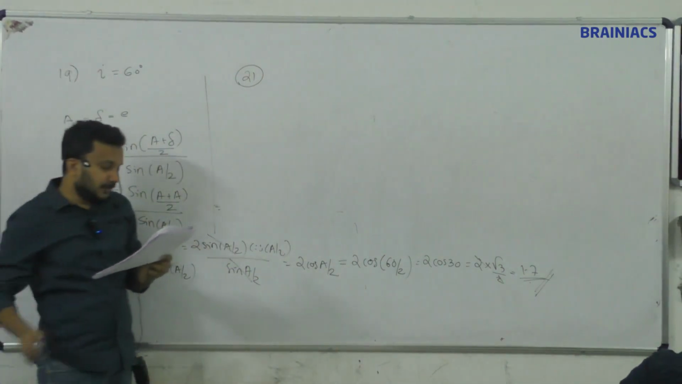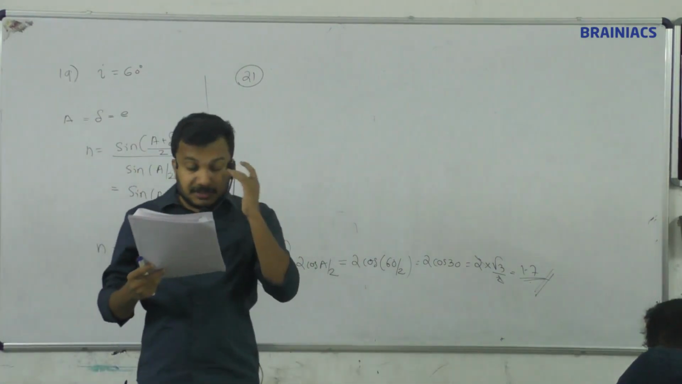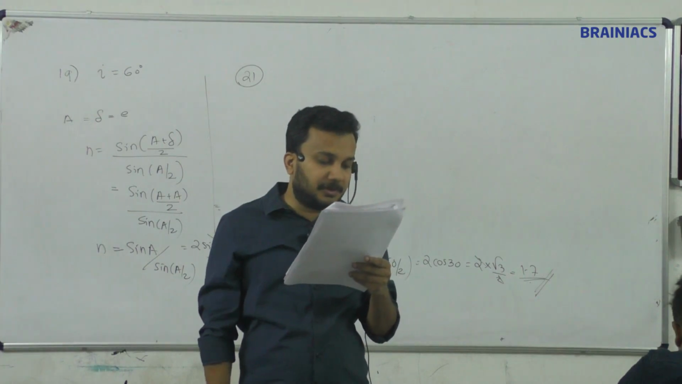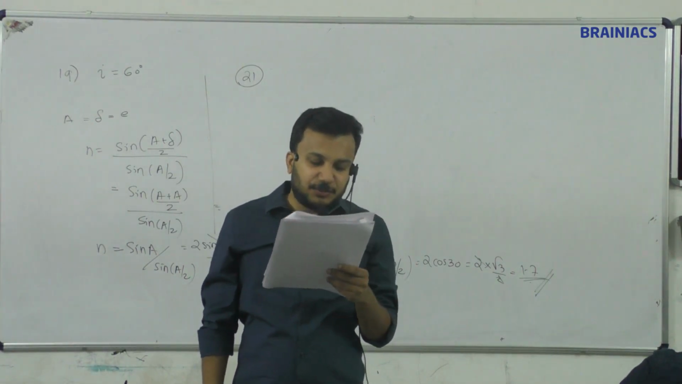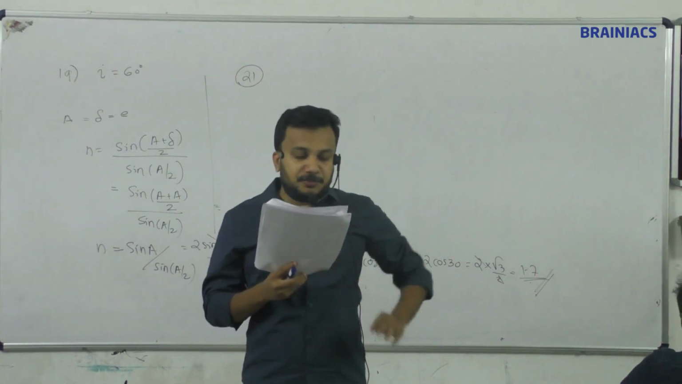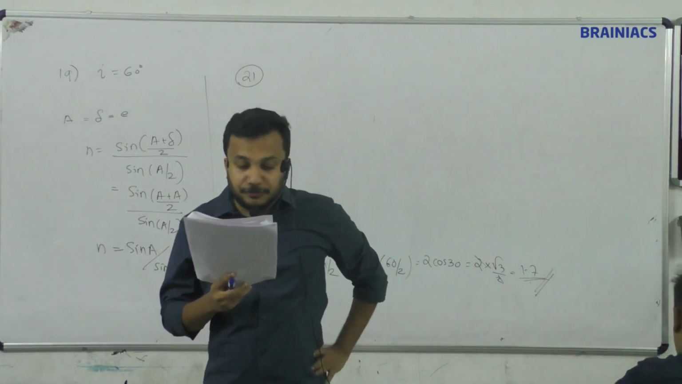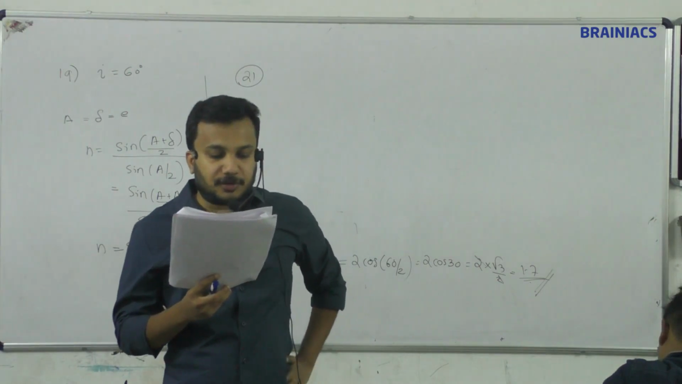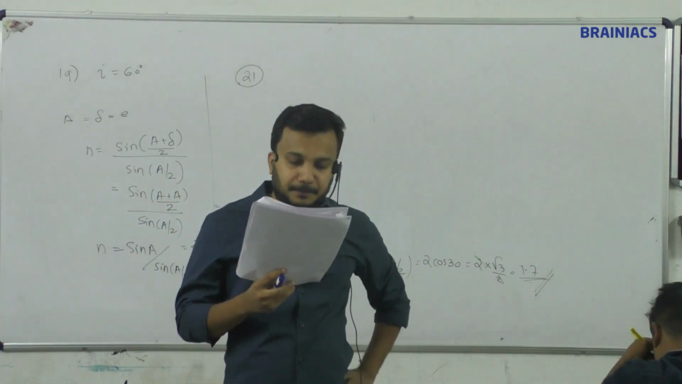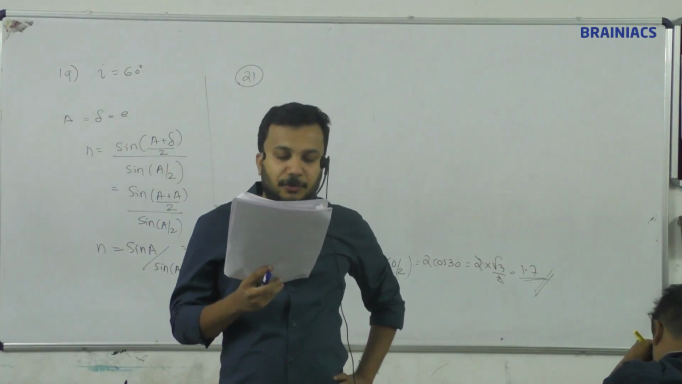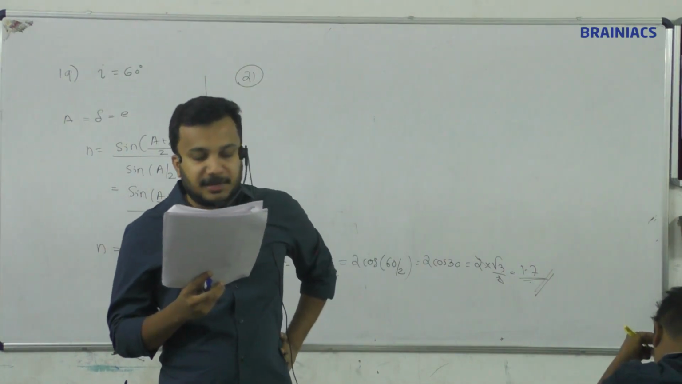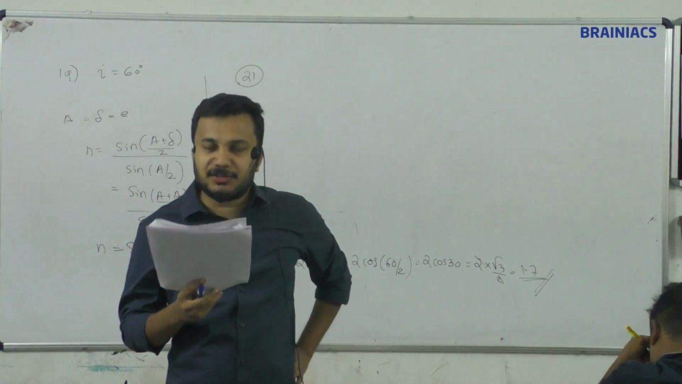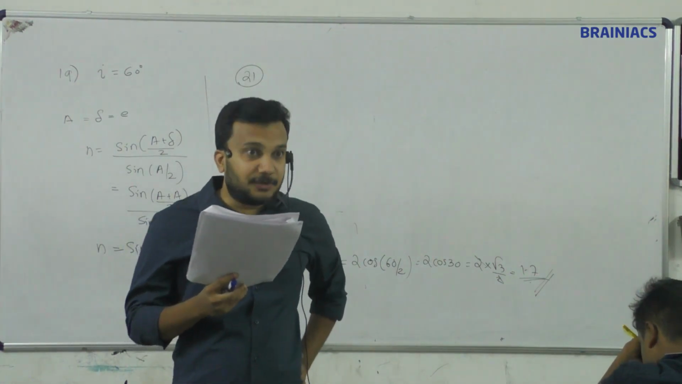Okay. In 21st, an object is placed at a distance of 40 centimeter in front of a concave mirror of focal length 20 centimeter. Image produced will be. So focal length is 20. Radius of curvature is 40. Correct. Radius of curvature is also called center of curvature.